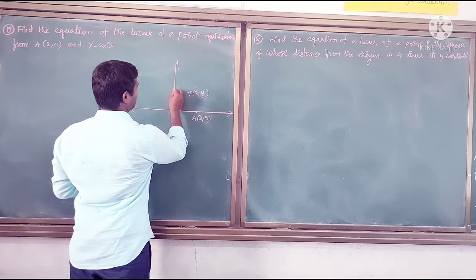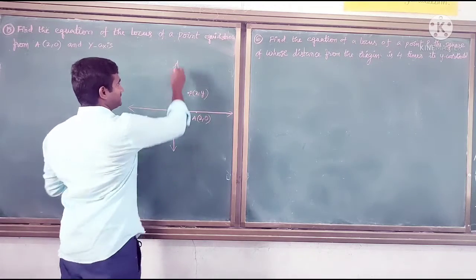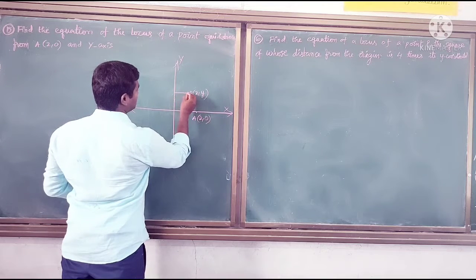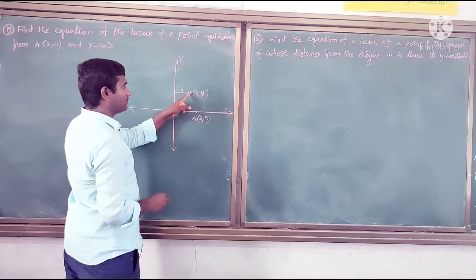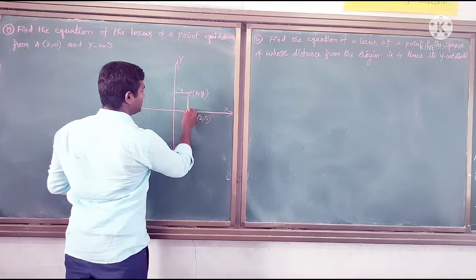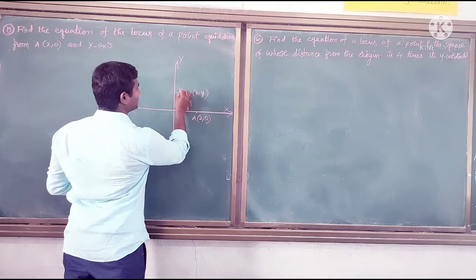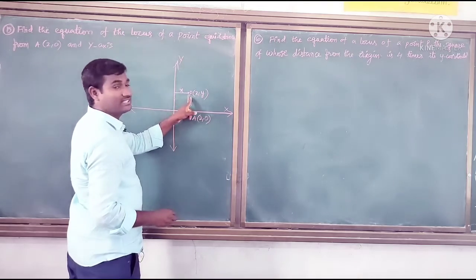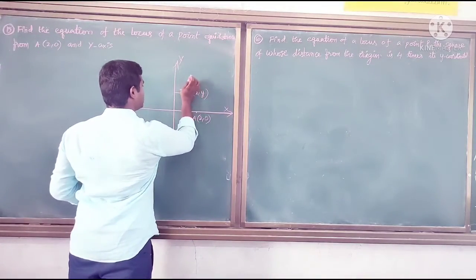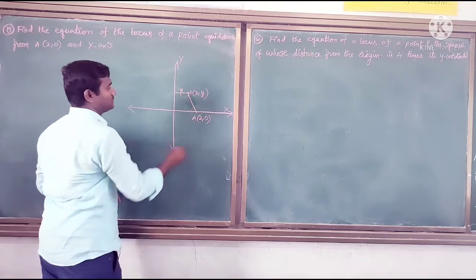From this P, if you draw a perpendicular to the y-axis, this distance is x only, since P is (x, y). If you draw a perpendicular to the x-axis, the distance from the x-axis to point P is y. The distance from the y-axis to point P is x. So we denote the point as P(x, y). What it is saying is, from this point P, whatever distance it is from the y-axis, that much distance should be from A. So these two become equal.